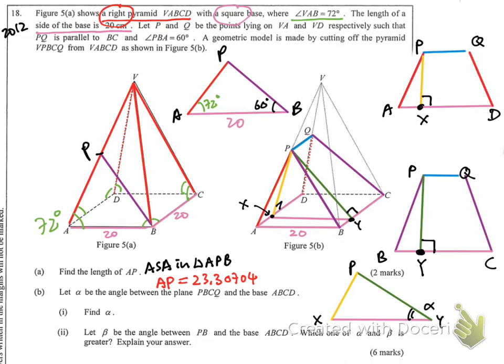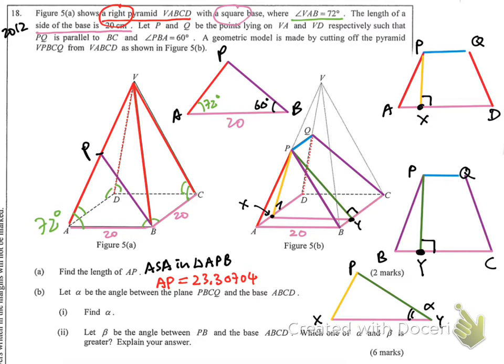Now, the difficulty is in part B. In the plane PBCQ, which will be this trapezium, and the ABCD, the ground level, what is the angle between them? For the angle between planes, we draw the common line. BC is the common line between these two planes.